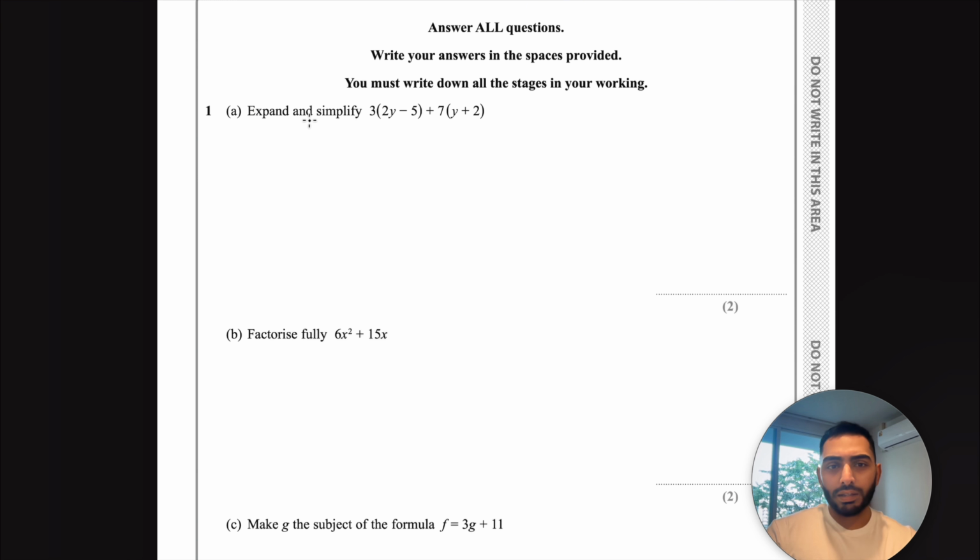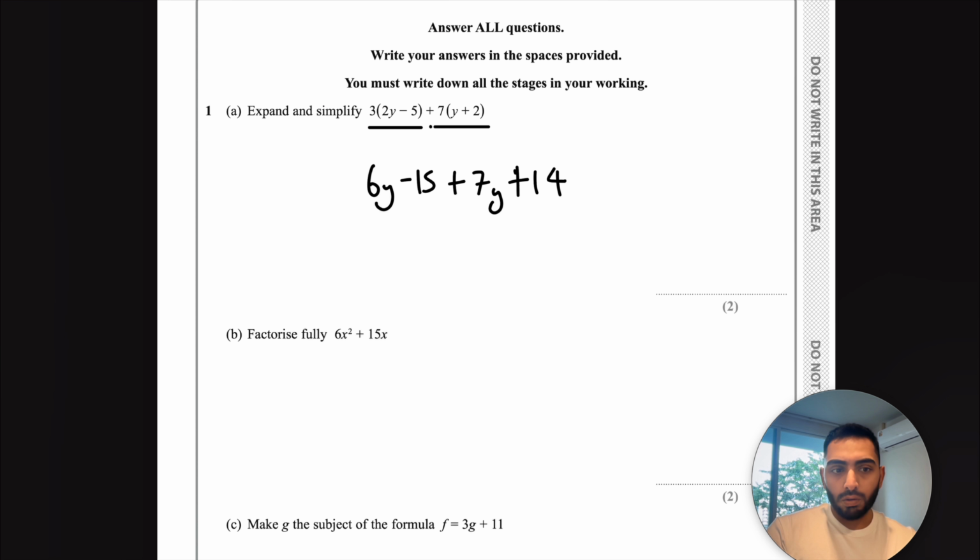Question number 1, expand and simplify, and we've got 3 brackets, 2y minus 5, and then plus 7y plus 2. So let's expand the first bracket first. 3 times by 2y is 6y. 3 multiplied by this negative 5 is negative 15. 7 times by y is 7y. 7 times by 2 is 14.